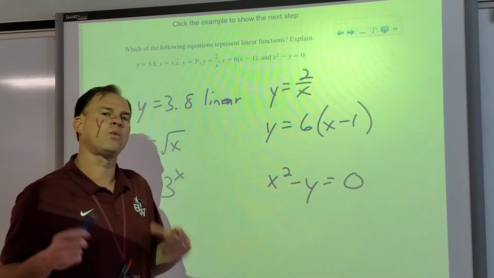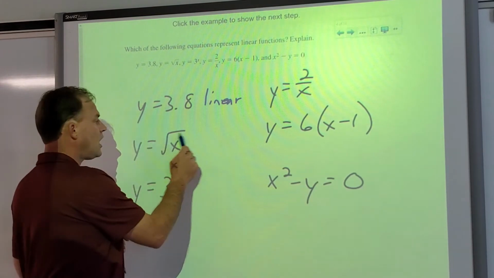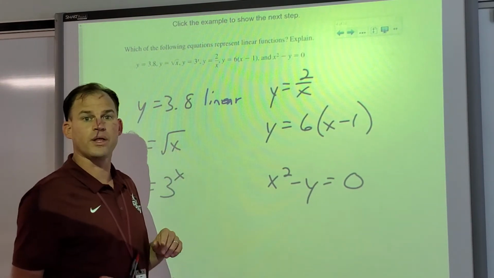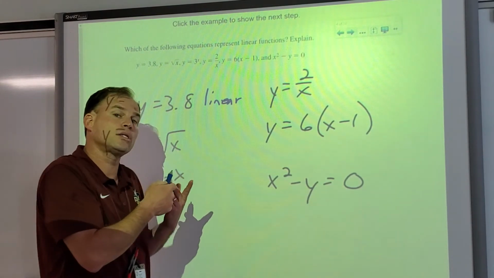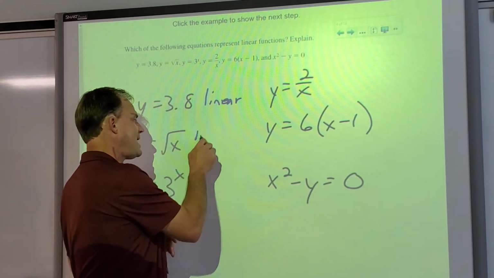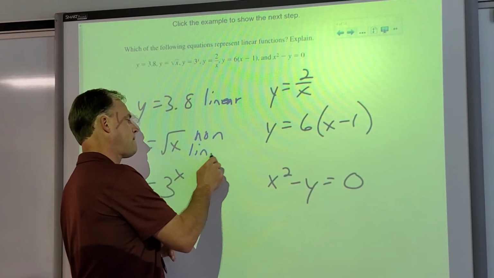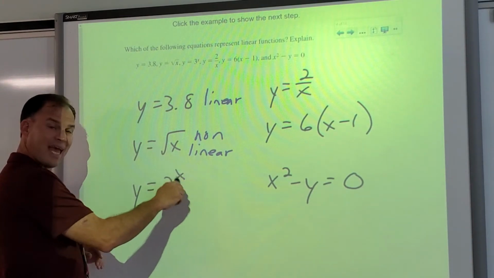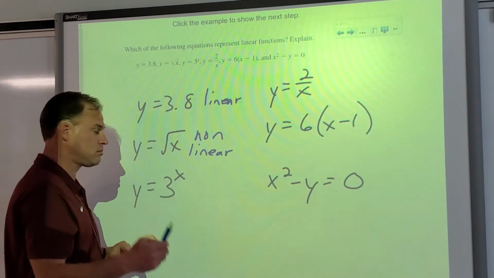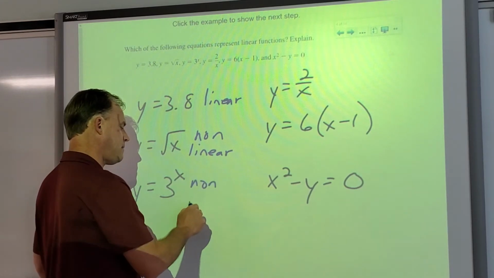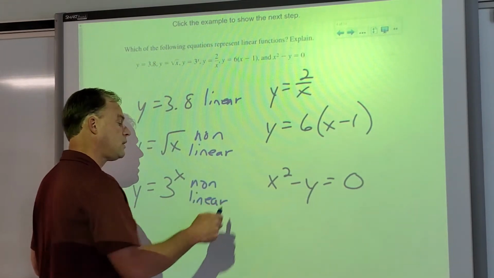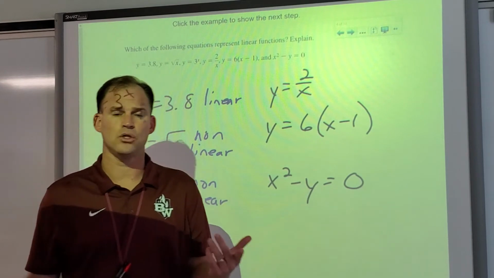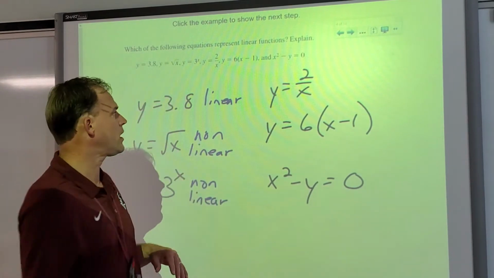When I said something weird, something you don't see all the time, a square root, we would consider that weird. You don't need to know exactly what it looks like, just something that's different. That is non-linear. The variable as an exponent, that is non-linear. Again, I don't need to know exactly what that looks like. I just need to know that's different, okay?